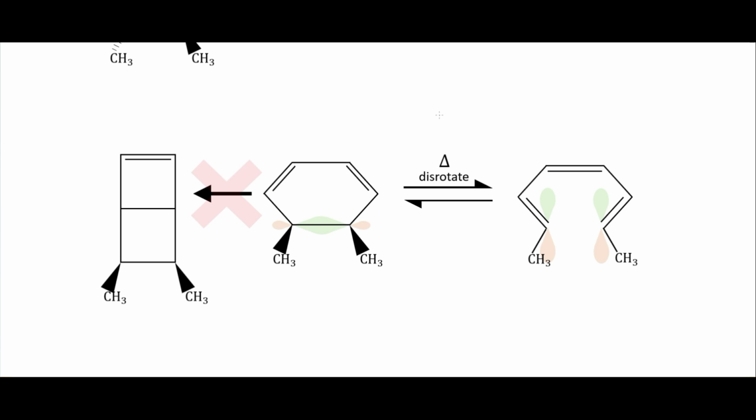If we have the disrotatory under thermal conditions, then this one is going to rotate counterclockwise, and this one's going to rotate clockwise. That's going to cause this to flip over that way and this to flip over that way, so that we end up with those both pointed out like that.